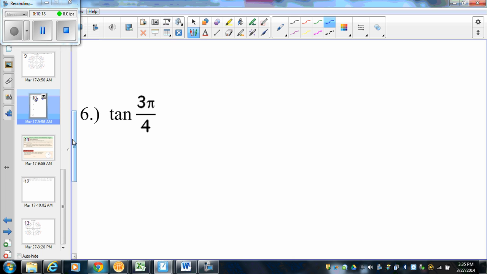Tangent of 3 pi over 4. All right, and unit circle in front of you. I'm not going to flip back to it, but if I draw 3 pi over 4, and if you need to, the nice thing about the radians is that you can kind of count fractions. So 1 pi over 4 would be here, a fourth of half my circle. 2 pi over 4 would be a fourth of my whole circle, so 90 degrees. So 3 pi over 4 would be over here in the second quadrant.